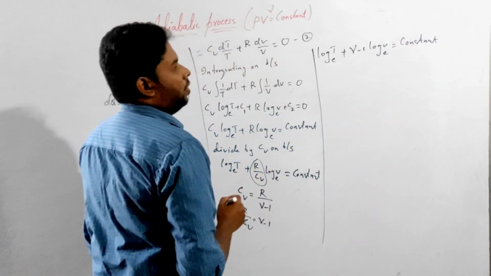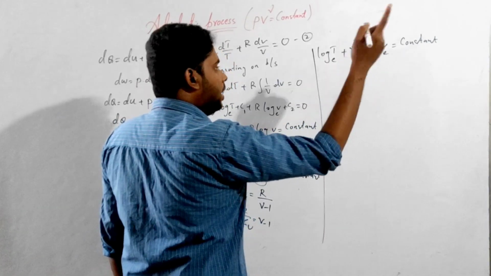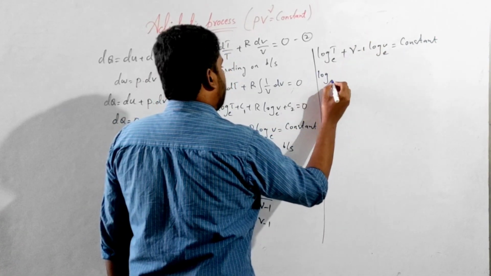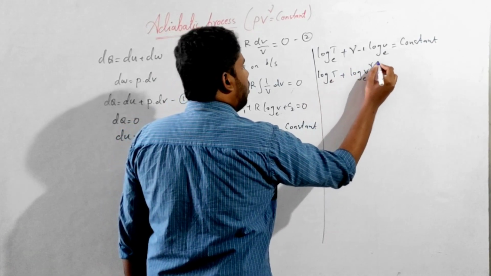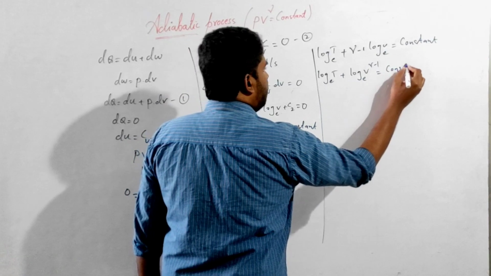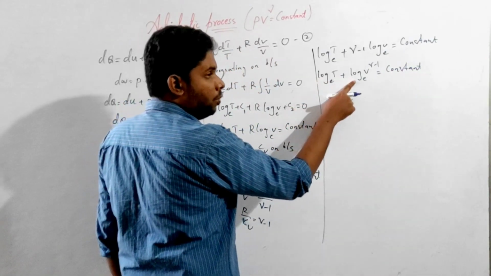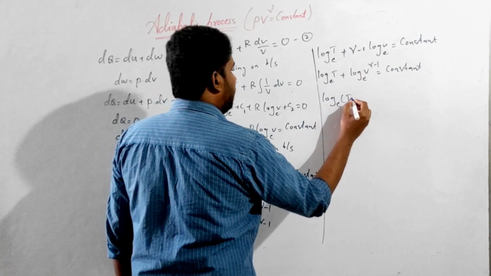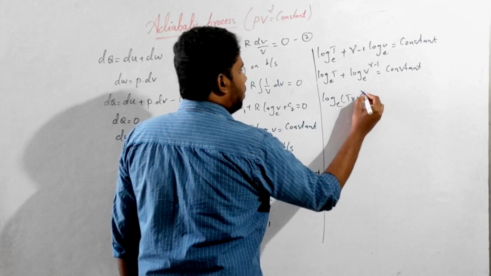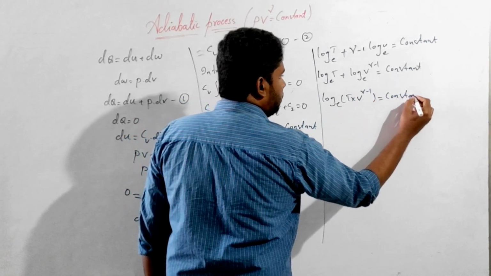Okay, so now here you can see m log a. The m log a formula is log a to the power m. So I can write m log a as log a power m. Now log a plus log b is nothing but log of a into b. So I can write log of T into V to the power of gamma minus 1, which is equal to constant.